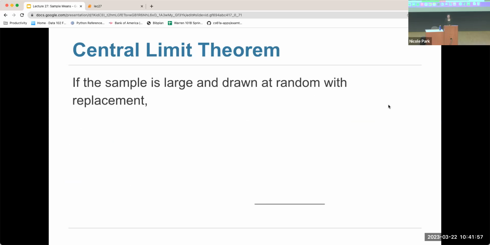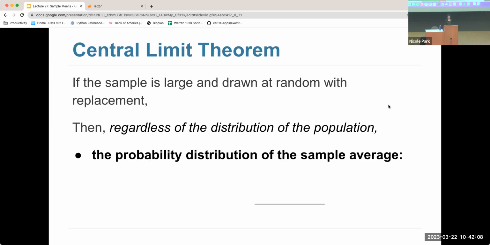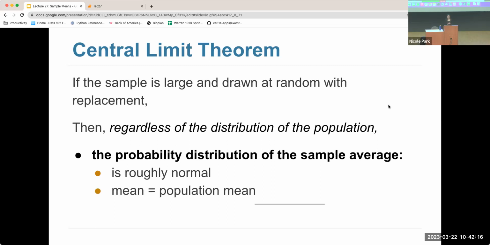Okay, going over the overview of what the central limit theorem says: if the sample is large and drawn at random with replacement, regardless of what the population looks like, it could be super skewed to the right or super skewed to the left, it does not matter, the probability distribution of those sample averages will look approximately normal. It's also going to have a mean centered at the population mean, and the square root law says that the SD of the sample averages is equal to the population standard deviation divided by the square root of the sample size. The slide says SD here, which is a little misleading.